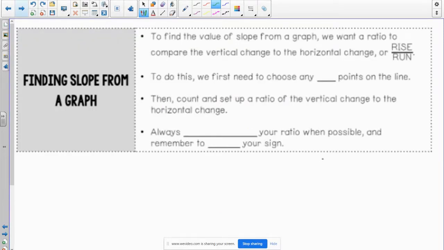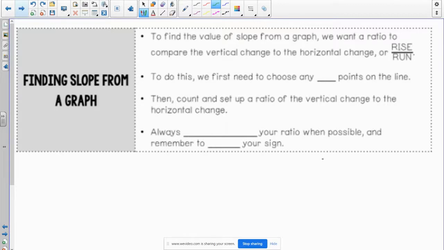Okay, once you kind of understand slope, so slope is just how much a straight line increases or how much a straight line decreases, or as you saw, you can have zero slope, we're going to look at finding the slope from a graph. So now that I understand what slope is, how do I find it? And what kind of ratio number can I give to that?